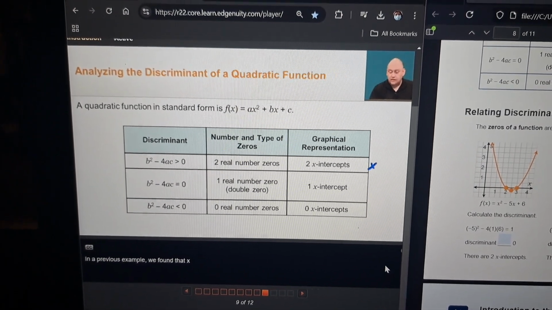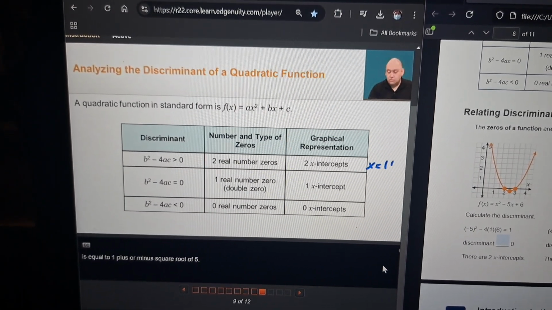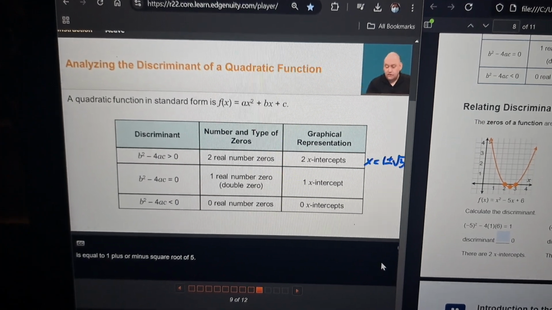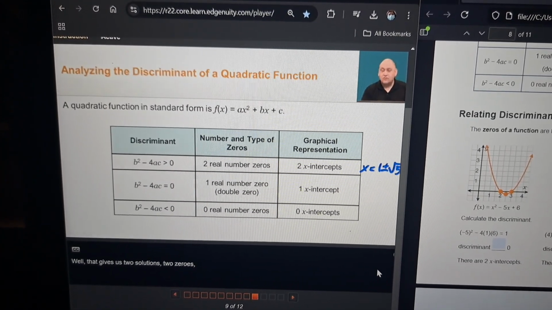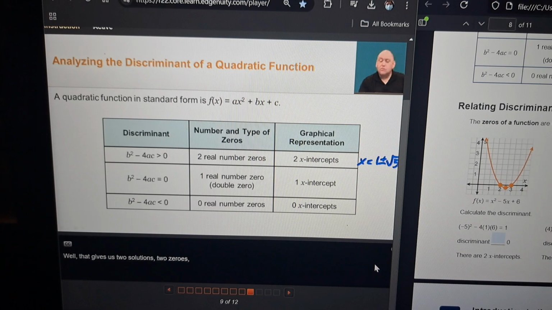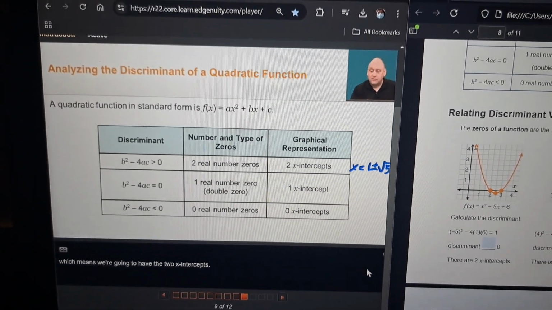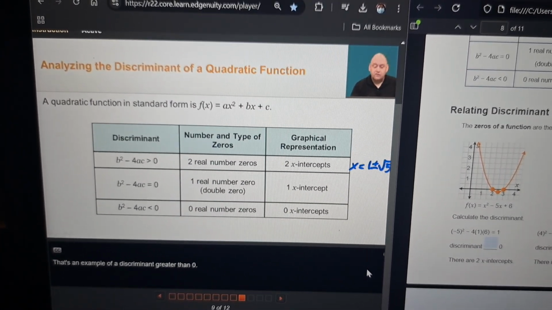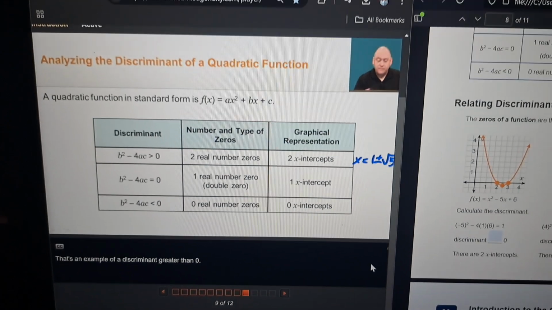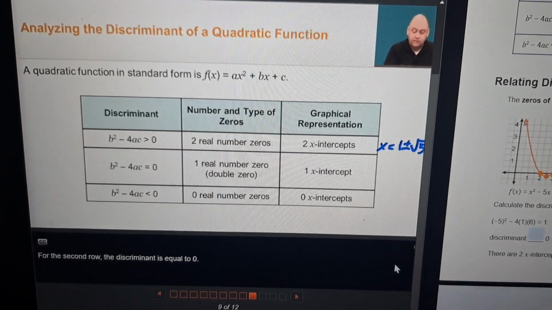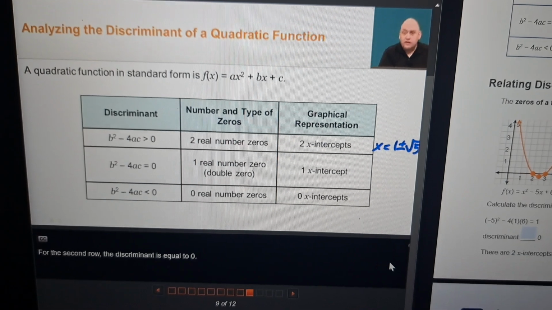In a previous example, we found that x is equal to 1 plus or minus the square root of 5. That gives us two solutions, two zeros, which means we're going to have two x-intercepts. That's an example of a discriminant greater than 0. For the second row, the discriminant is equal to 0.